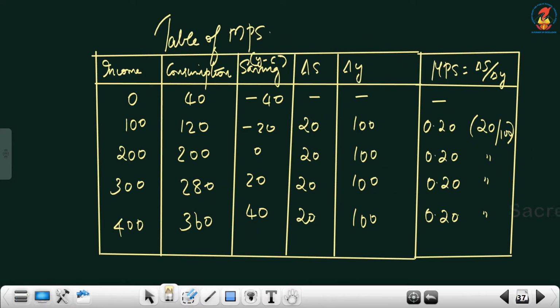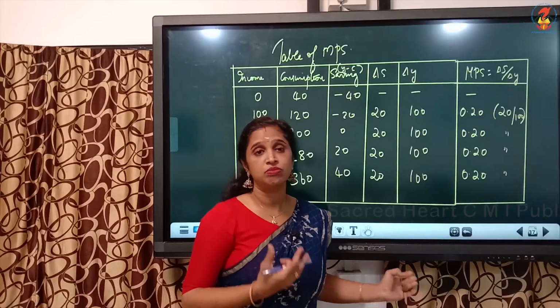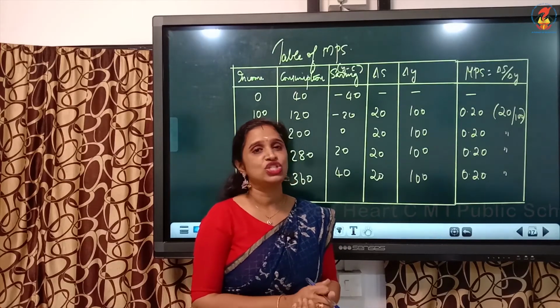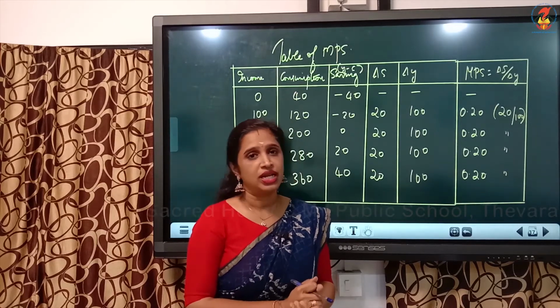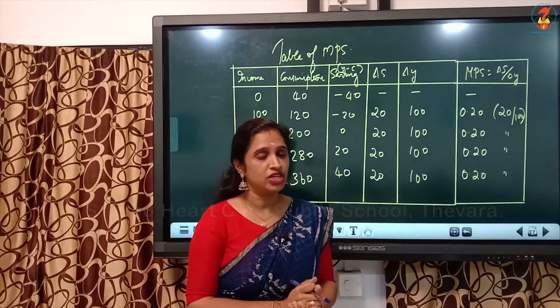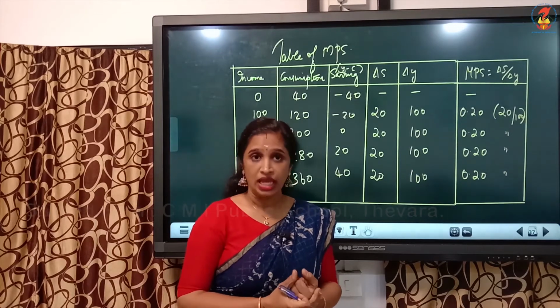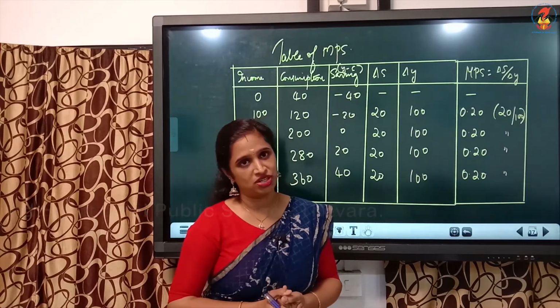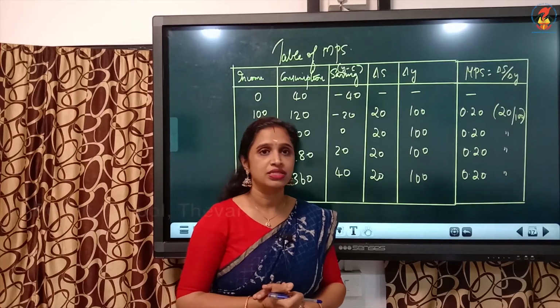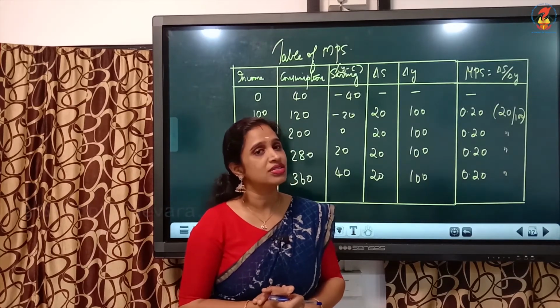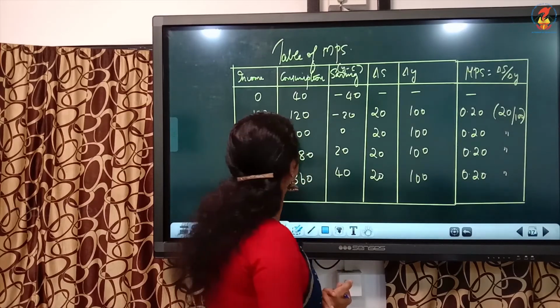Now we will move on to the table representing the marginal propensity to save. In the table we need both change in the saving and change in the income, because MPS is delta S by delta Y. Along with that we need saving, income as well as consumption, because only from consumption we can find saving, that is S is equal to Y minus C. Now let us see the table.